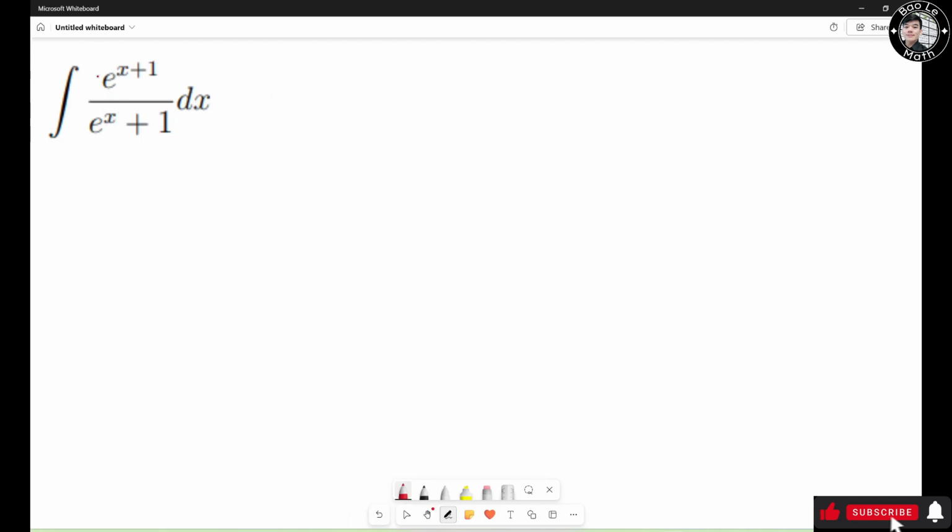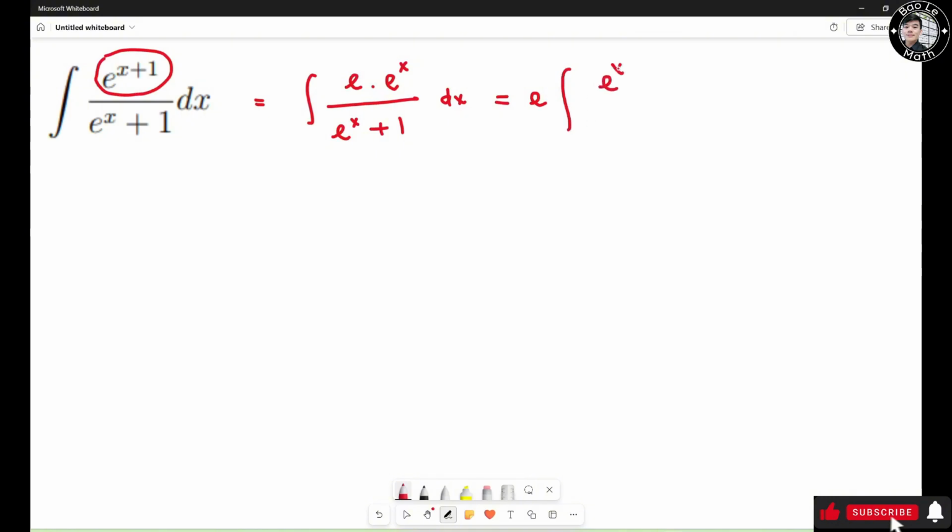Alright, observe that you can break the top down. It turns out to be the antiderivative of e times e^s over (e^s + 1) ds, right? So I can bring e to the front because it's a constant. So I have e times the antiderivative of e^s over (e^s + 1) ds, right? Now, you have e^s + 1.